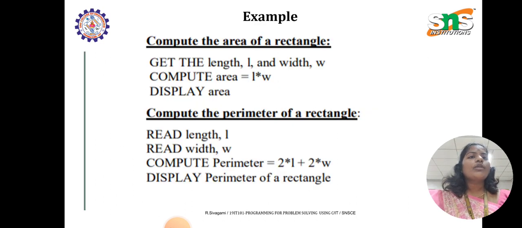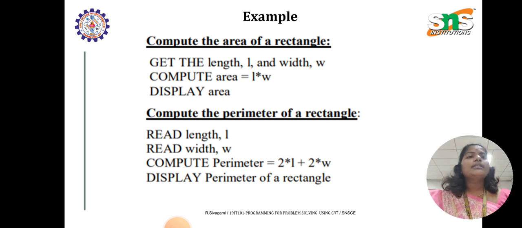An example of pseudocode is to compute the area of the rectangle. Here we are going to calculate the area of the rectangle. We already know the formula of the rectangle is L into W. First we get the values of length and width. The length is L and the width is W. Compute the area equal to L star W, and then display the value of area.